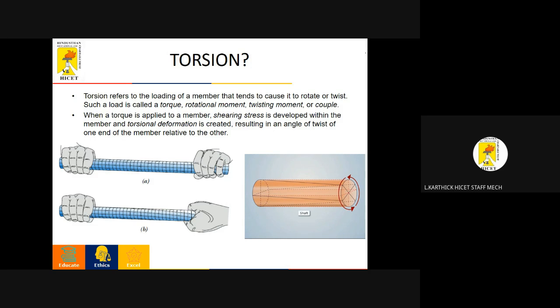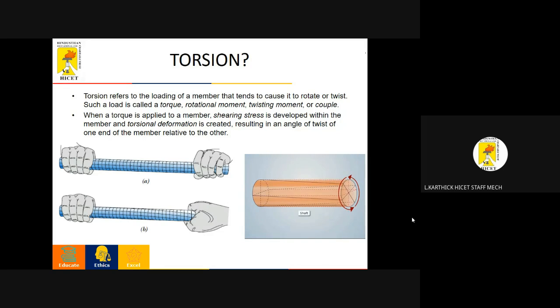Okay, so this is torsion. The right side picture will give you a look at our animation about the torsion of the shaft. The shaft is fixed at one end, and we try to give some force to rotate or twist the other side. There will be a twisting movement. So look at this animation on the right side.